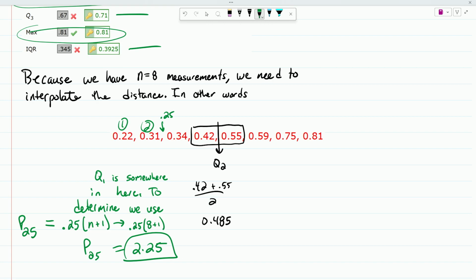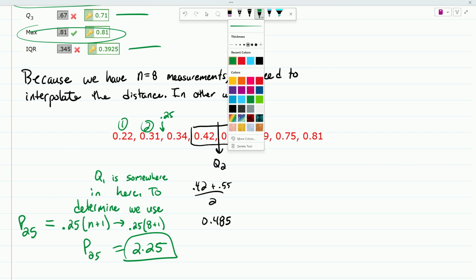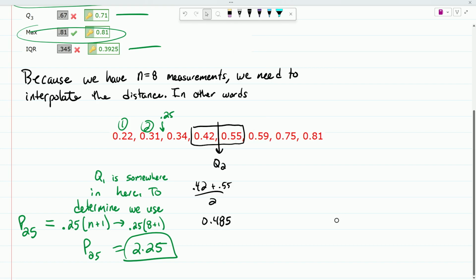We will do the same exact thing. I'll use a different color here, purple. We're going to do the same exact thing for the 75th percentile. So here's what we know.